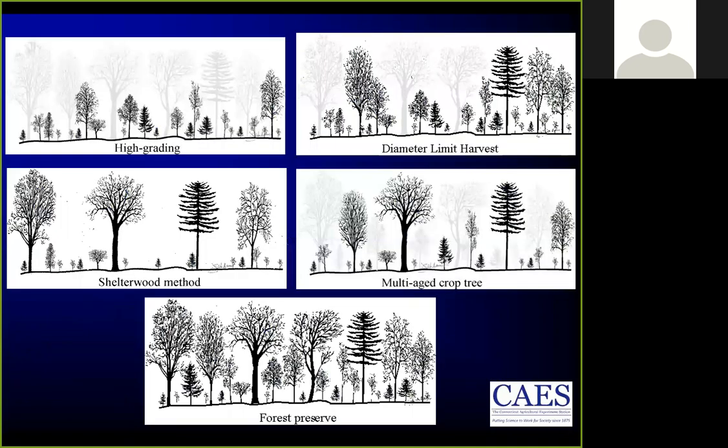So there's just pictures where you can see each one of them: the high grading, where all the trees of economic value were removed; diameter limit harvest, where the culls were removed and the trees over, like I say, oaks basically over 16 inches, along with sugar maple and ash, everything else over 14 inches; shelterwood; and multi-age crop tree thinning, where you can think of this as like a city park where you've got five different size classes of trees.